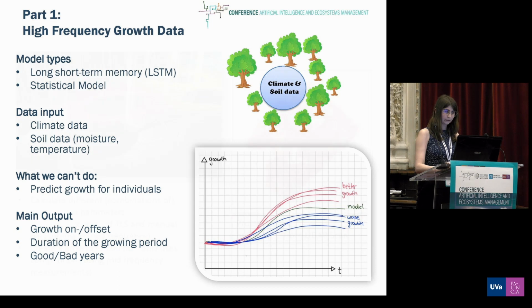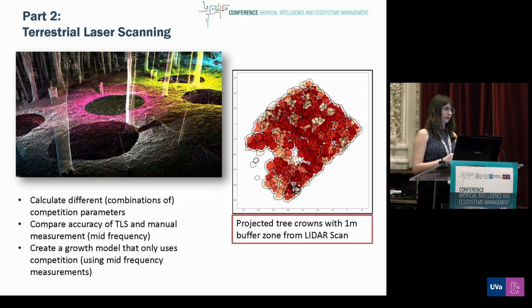Moving on to the next part, the terrestrial laser scanning. So the image on the upper left is a screenshot from a video that we did, so where you can really fly through the forest and see a lot of details in the stand, which is really interesting. And what we're trying with the terrestrial laser scanning really is we want to extract competition parameters or combinations of competition parameters automatically from this TLS data.